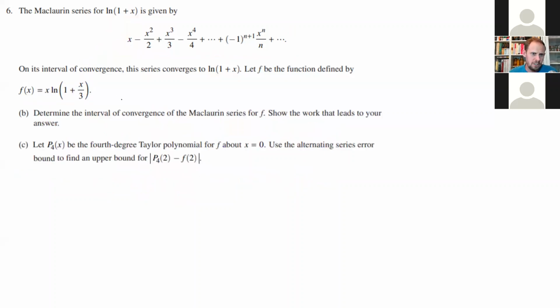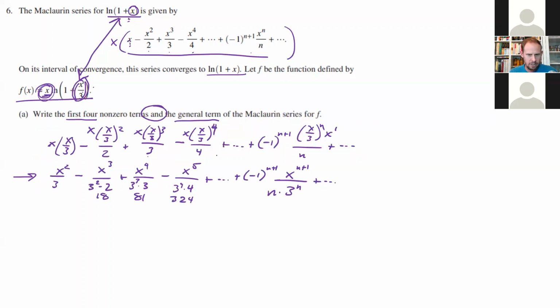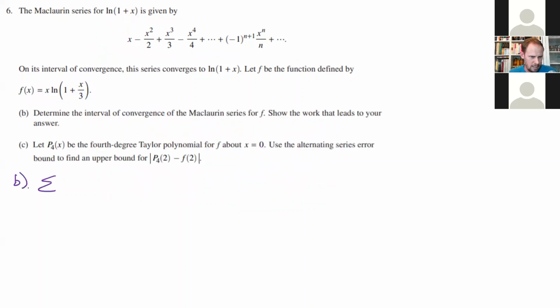Part B, determine the interval of convergence for the Maclaurin series of f, show the work that leads to your answer. All right, so for part B, I'm just going to write out what the sum was. And we got it basically from the general term right here. So that's what we need. There's our general term. It's going to start when n equals 1, right? Not 0 because we have 0 on the bottom, but 1. Let's see, we've got n equals 1 to infinity. We had negative 1 to the n plus 1. We had x to the n plus 1. We have 3 to the n and an n down there, I believe is what we had for our series.